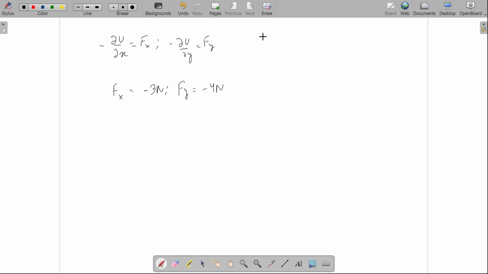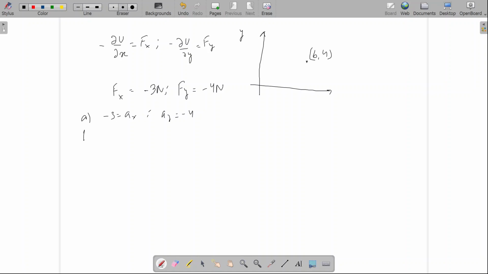So that means the particle which started from the point (6, 4) is going to take some path where its acceleration is minus 3 and minus 4 meter per second square, and it's going to cross the origin. So the first part is, what is the acceleration? The acceleration is nothing but minus 3, that is the acceleration in x direction, and minus 4, that is the acceleration in y direction.